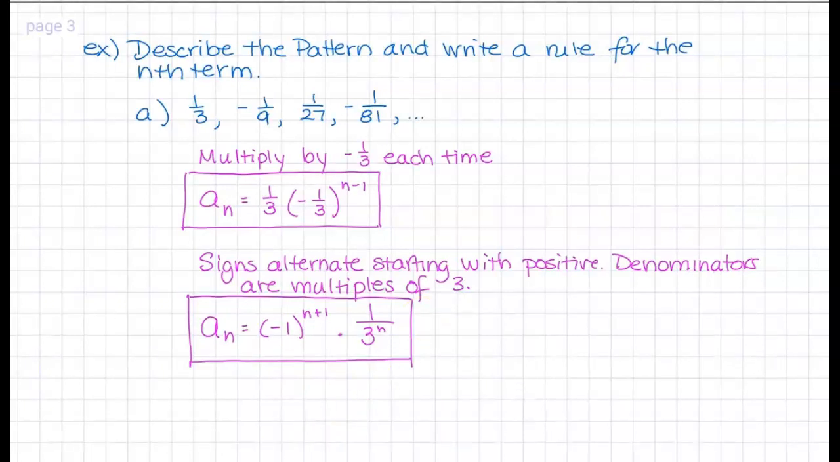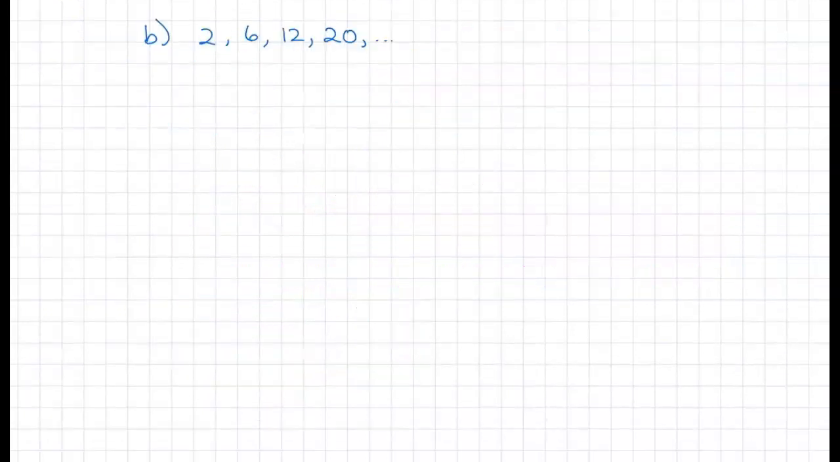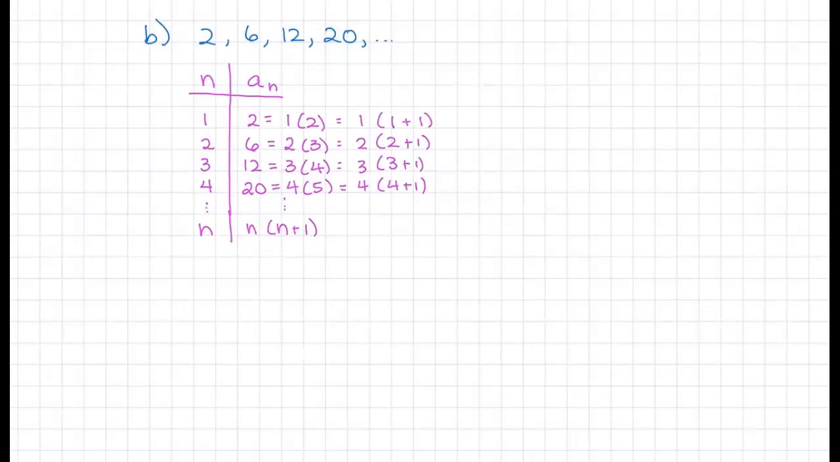Let's look at a part B. Okay, this one might be a little trickier, but pause the video and give this one a shot. Write an explicit rule for this sequence. Okay, this one definitely gets a little trickier. So what I saw was, again, I made the table. So the first, second, third, fourth term are 2, 6, 12, and 20. I could break these up like this: 1 times 2, 2 times 3, 3 times 4, 4 times 5. There's definitely a nice pattern in these factors.